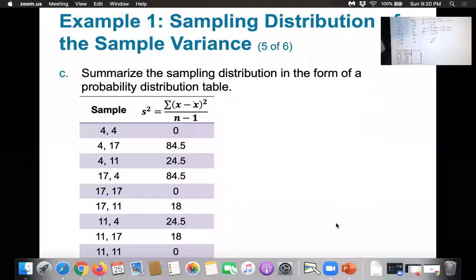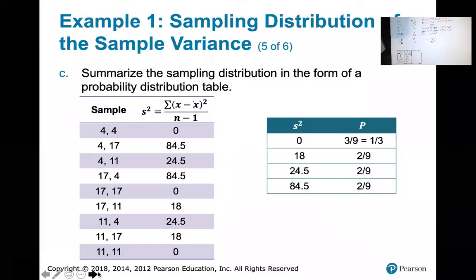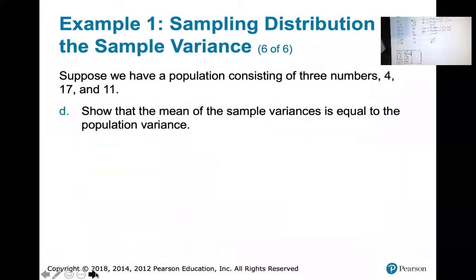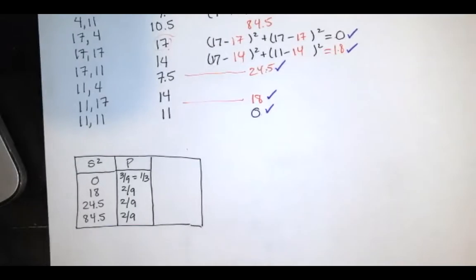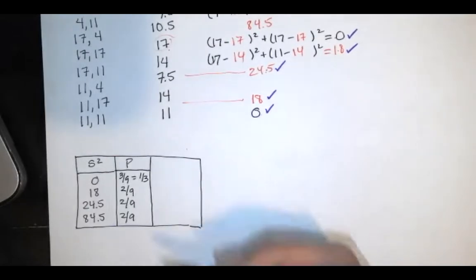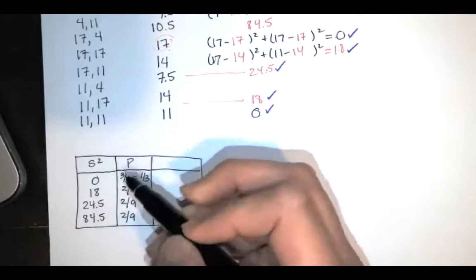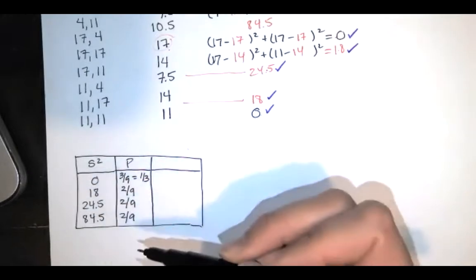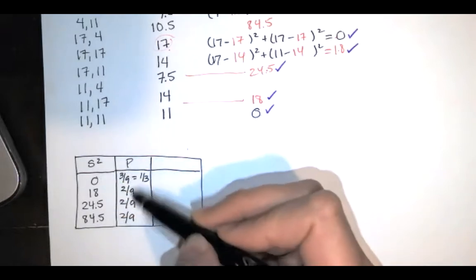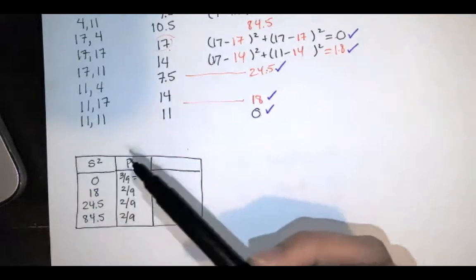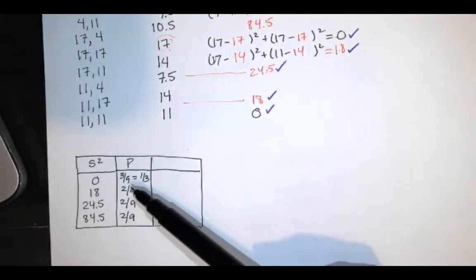Let's go back to our slides. Yep, I got the same values on the slides. That's a good sign. And now lastly, we want to show that the mean of the sample variances is equal to the population variance. Now remember how we do this. Back in chapter 5, when we discussed discrete probability distributions, we said if we have a number of possibilities for the value of some discrete random variable x, and we know the probability associated with each of those values, so that this is a true probability distribution.